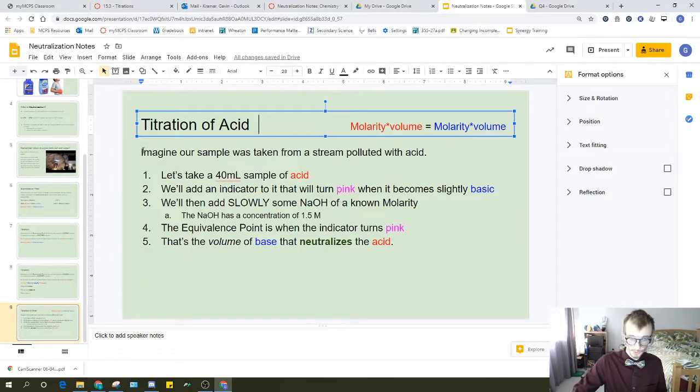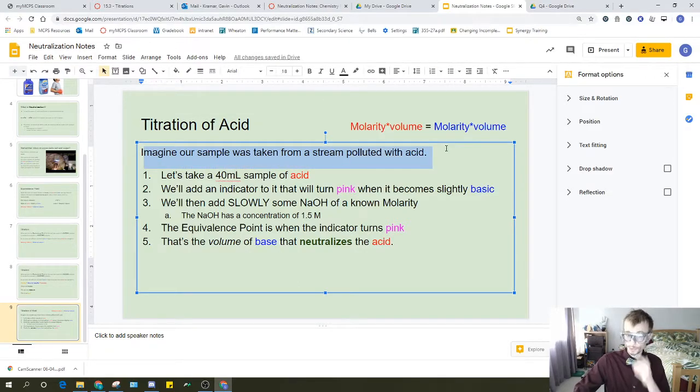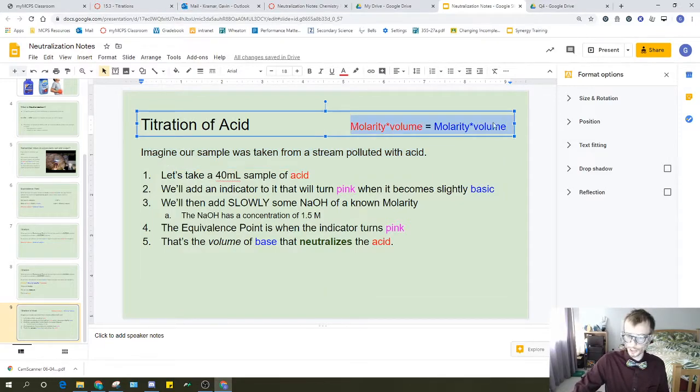Remember, the sample we're imagining was taken from a stream that was polluted with acid. So at the end of the day, we're going to use this equation, which tells us that the moles of acid, or the molarity times the volume, has to be equal to the moles of base, or the molarity times the volume, to reach the equivalence point. And we're going to use an indicator to help us find out when that is. So we'll do the calculations after the experiment, but for now, I want to go through the procedure.